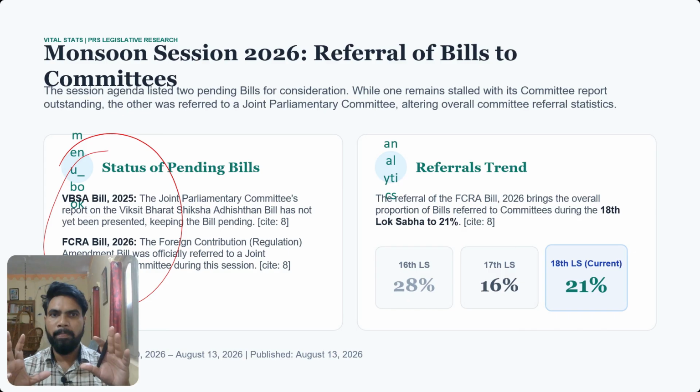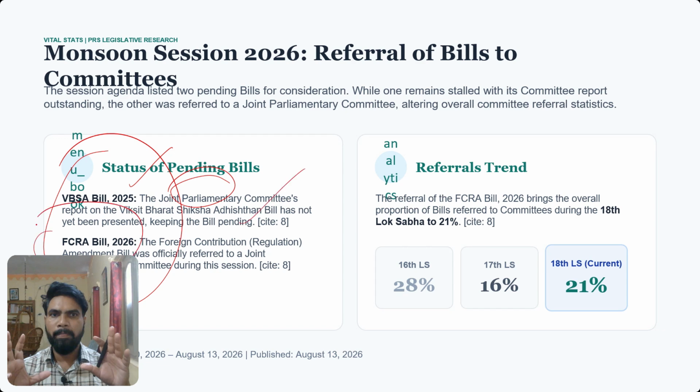Then you see two bills that were not introduced in this session but were introduced in previous sessions itself. That is the Viksit Bharat Shiksha Adhishtan Bill. It has not been presented. It was referred to a joint parliamentary committee, and the committee has not yet presented its report or recommendations. So the bill is still pending.